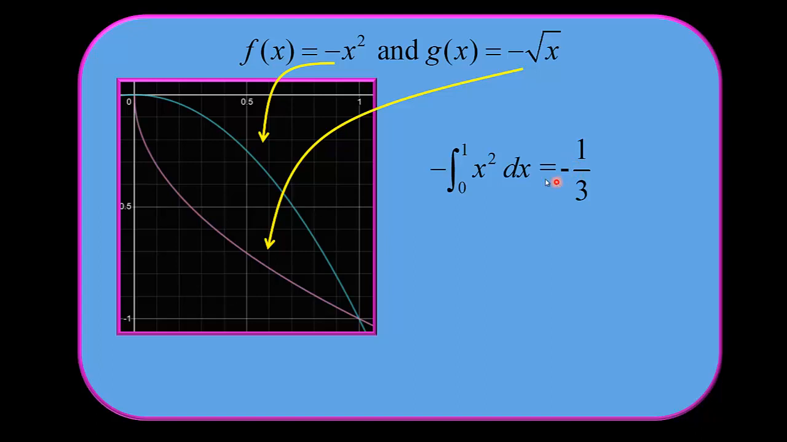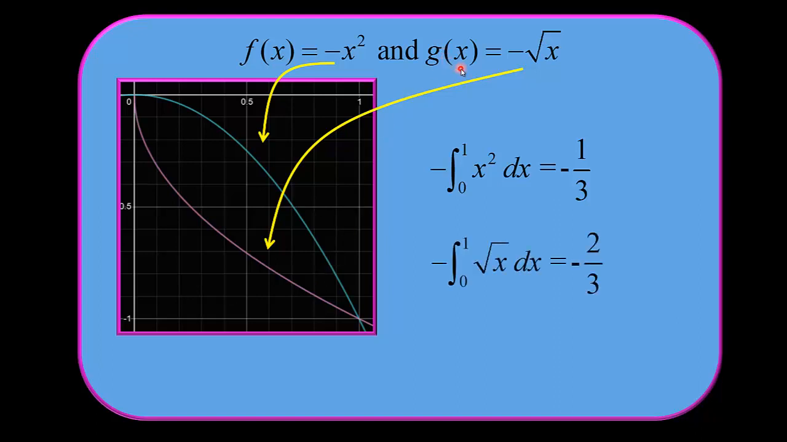So what we're saying is this function right here, when I integrate it from 0 to 1, I got this bounded area up here is 1/3, so negative 1/3 because the graph is below the axis. So this right here is the negative 1/3. Okay, that's the top function. That's when we integrated the top function. We got negative 1/3.